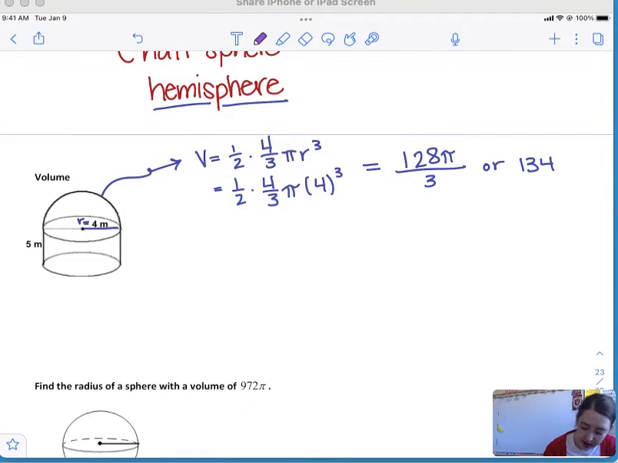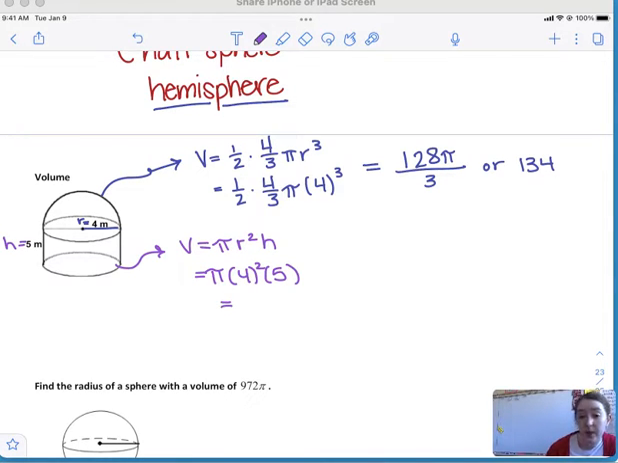Down here on the bottom, we have a cylinder. We find the volume of a cylinder by taking pi times the radius squared times the height. Once again, our radius here is going to be 4, and the height of this cylinder here is 5. When we put pi times 4 squared times 5 into our calculator, we'll get 80 pi. And then if you turn that into a decimal, you're going to get 251.3.